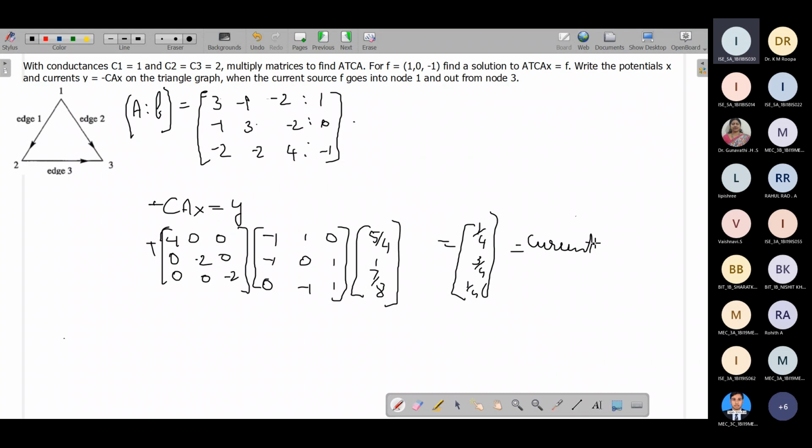So finally, if we multiply these 3 matrices, we get the current values, and we have also found the potential values. Finally, you have to redraw the given graph and write the solution. That's all.